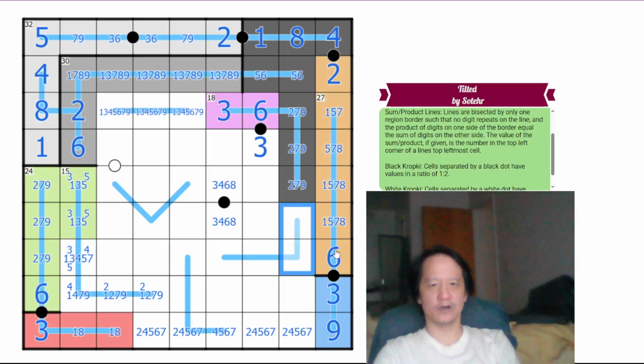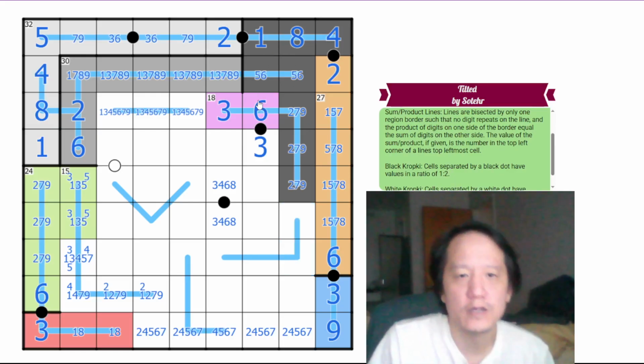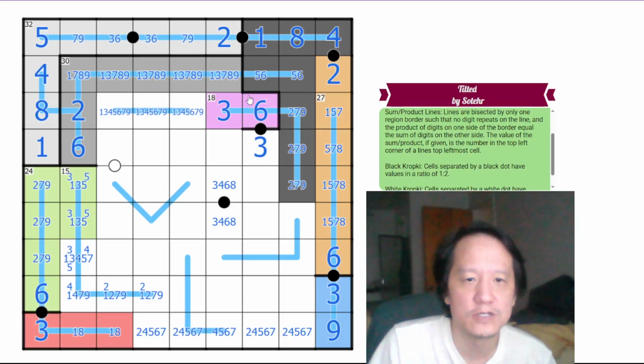Orange has to go out here somewhere. So it must be, it doesn't have to be this one. It could be either of these two. We don't know which. Either way, this is a separate region. This is a separate region. This is a separate region.